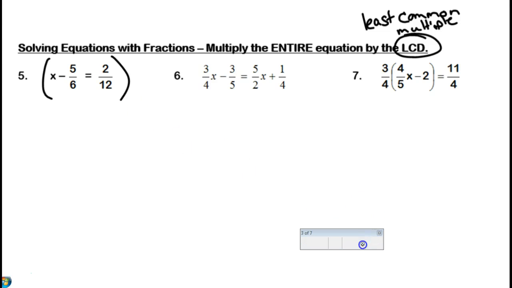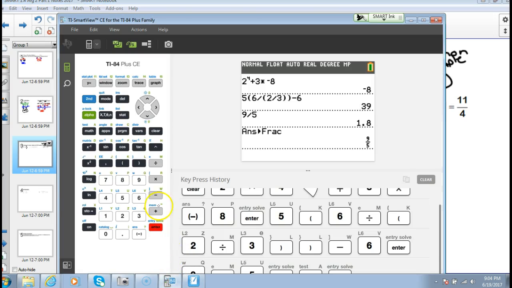I'll show you a trick on your calculator. Your calculator has a least common multiple tool. It's under the math menu, so if you press math. Okay, come on, math.